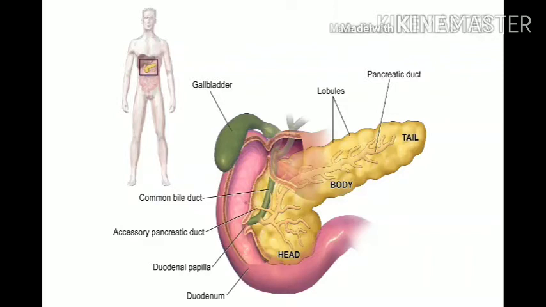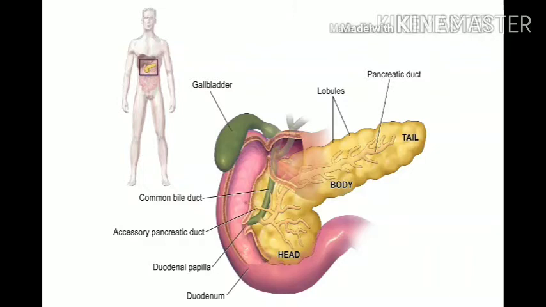Pancreas lies behind the stomach in the loop of the duodenum. It consists of three main regions: head, body and tail. Head is the broader portion, followed by the narrow body and the tapering tail portion. The head lies in the concavity of the loop of the duodenum.